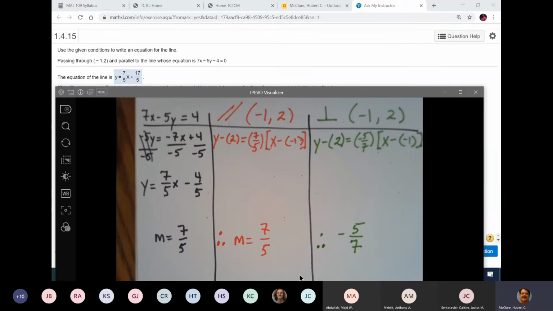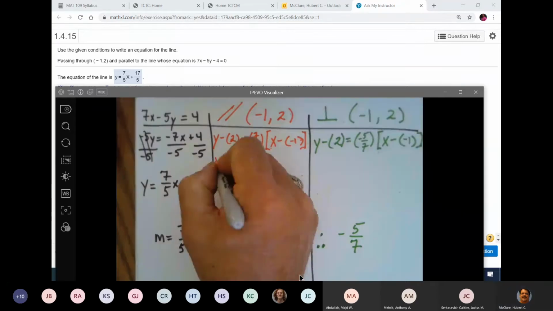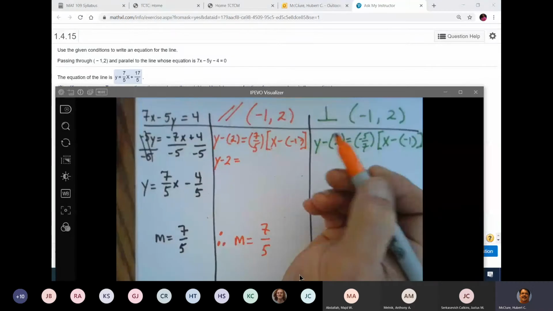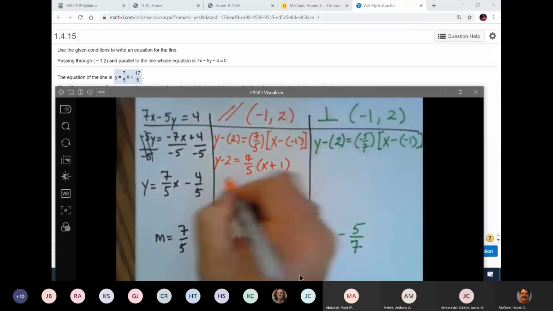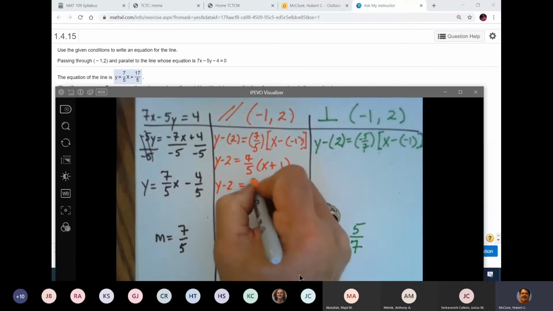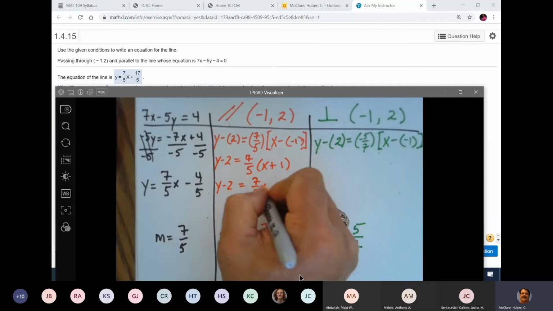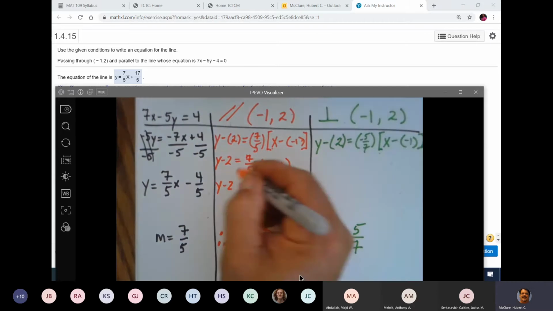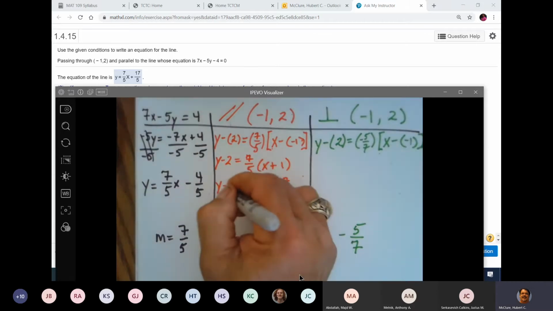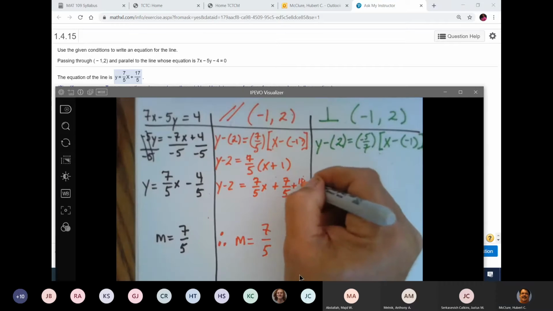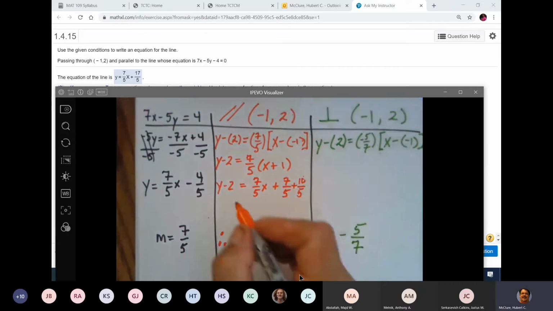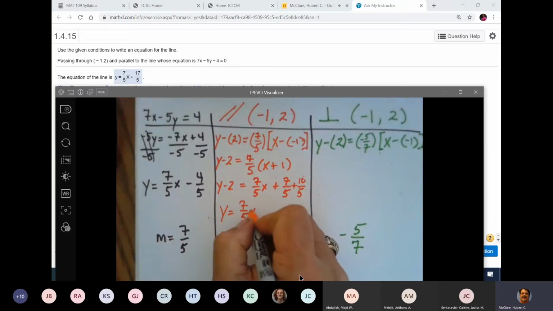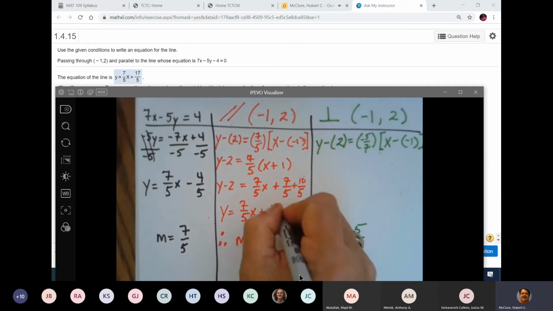So that'll be y minus 2 is equal to 7/5 times x plus 1. Y minus 2 is equal to 7/5 x plus 7/5. And bring the 10/5 over. So your final answer is y is equal to 7/5 x plus 17/5.